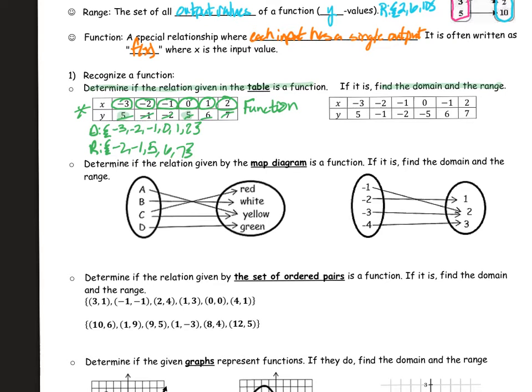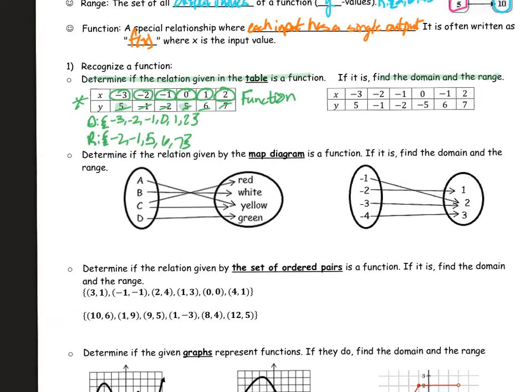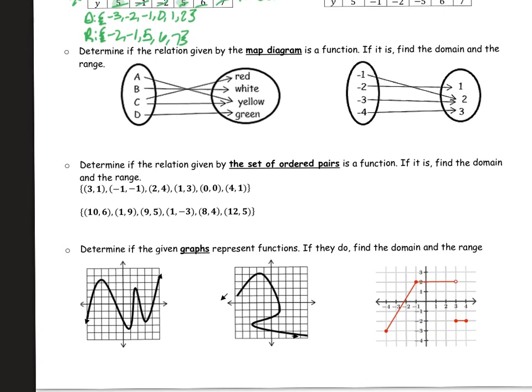Awesome sauce. Good job. Okay, so we're going to go ahead and go to the next problem here. And my next problem says, determine if the relation given by the mapping diagram is a function. So we're still doing the same thing. I still want to determine if it's a function. And then I want to find my domain and my range.